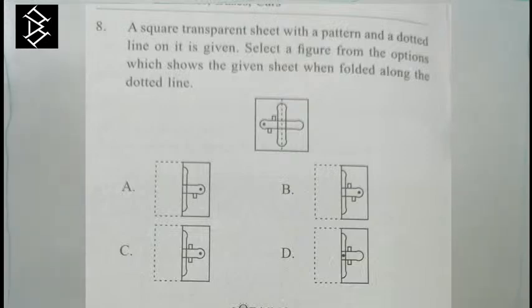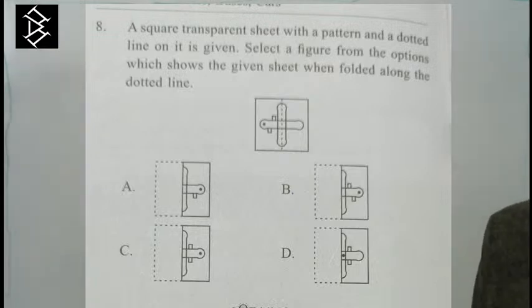And C has the same position of the rectangles, which is not correct. And D doesn't have the dot in its proper place, and even the squares are not in the correct position. So I'm putting up B, and B would be the correct option. That's fine. Are we clear about that?